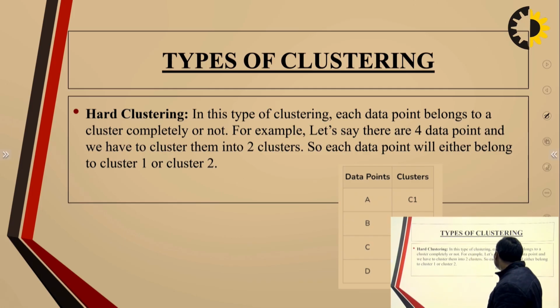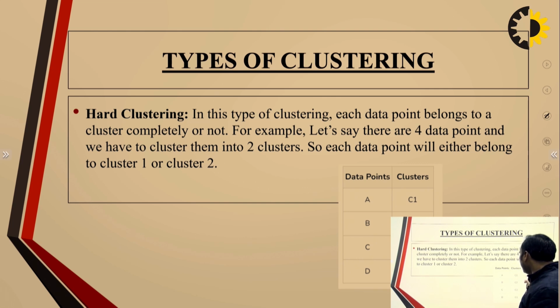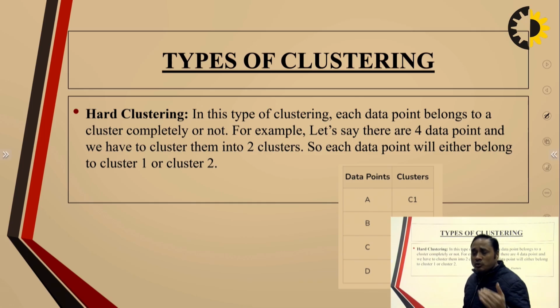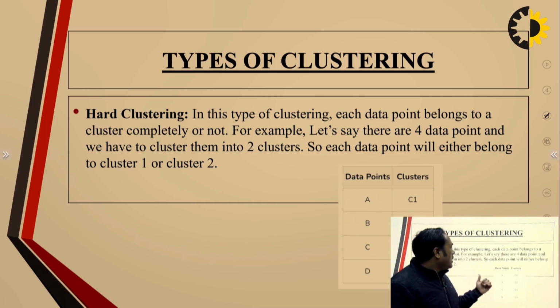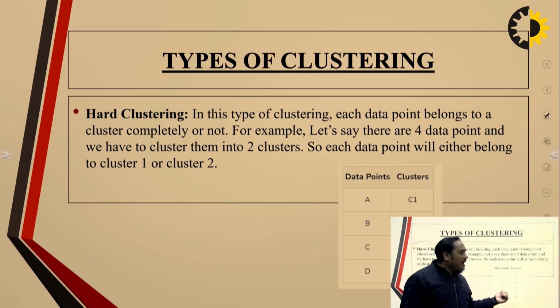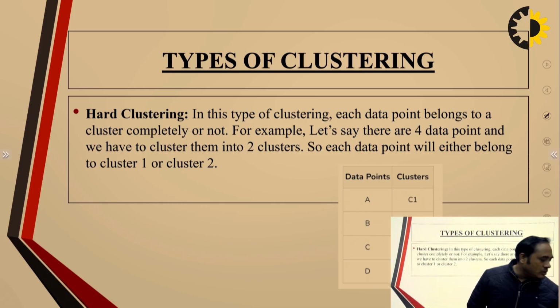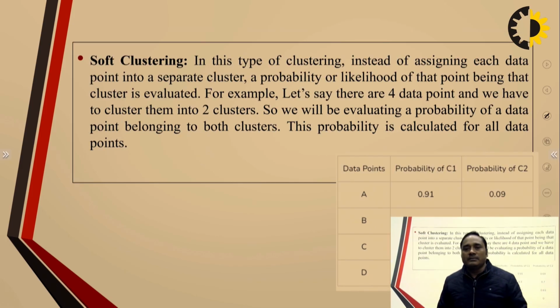So we have 2 groups. The data points are A, B, C, D. Clusters: C1, C2, C2, C1. C1 is cluster 1, C2 is cluster 2. Which data objects belong to C1 and which belong to C2? Here cluster 1 contains A and D, and cluster 2 contains B and C.